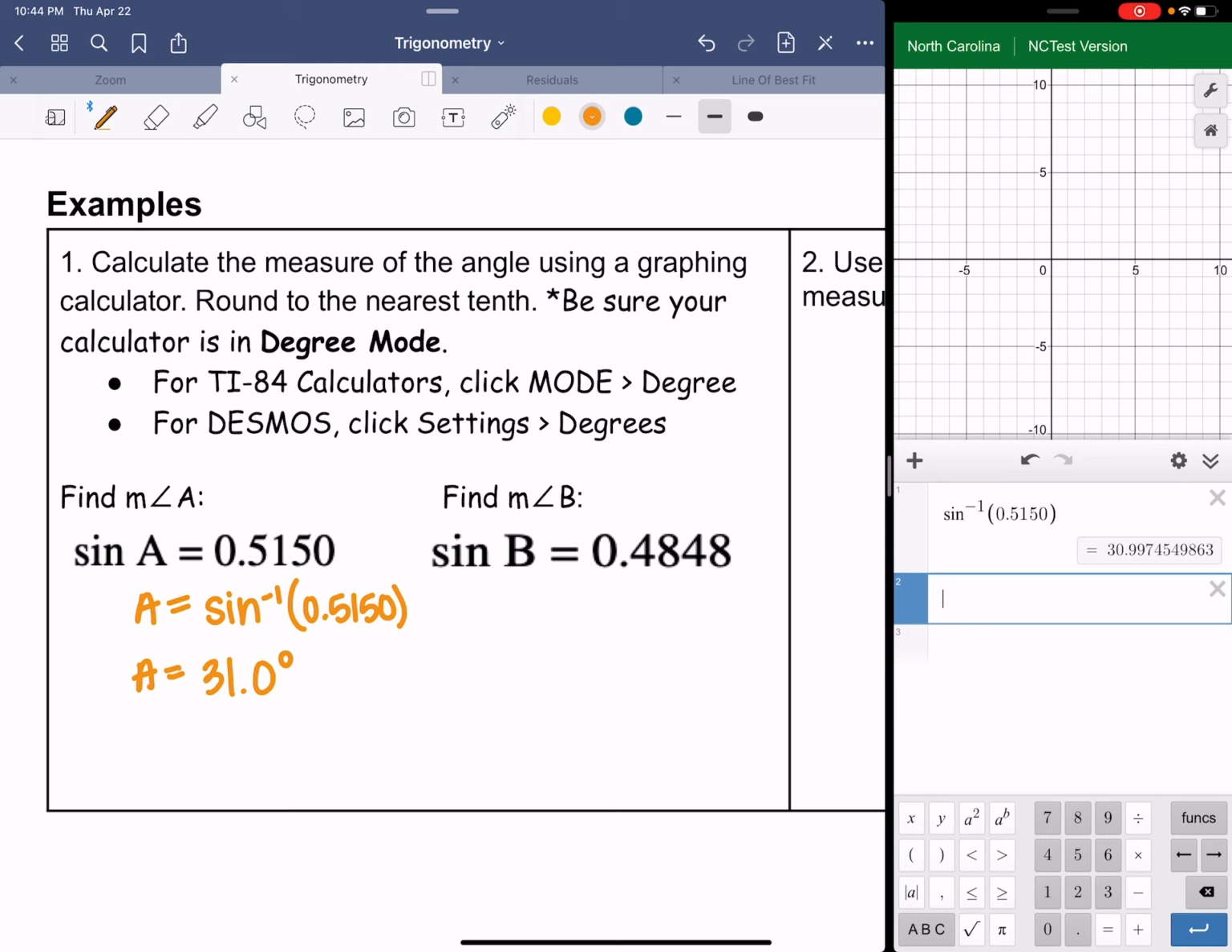All right, for B, we're going to take the sine inverse to get B by itself. So sine inverse of 0.4848. We're just going to type that in and see what we get. I got 28.99, so again, that's going to round up to 29.0 degrees.